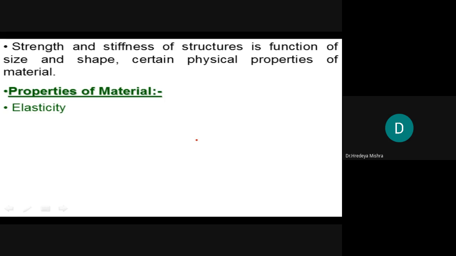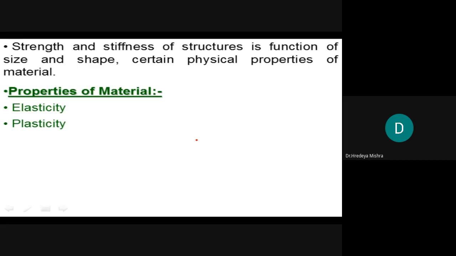What is the elasticity? Property of a substance to regain its shape, size, and dimension after deformation. Okay, correct answer. Ability of a deformed material to return to its original position. Okay, right answer.